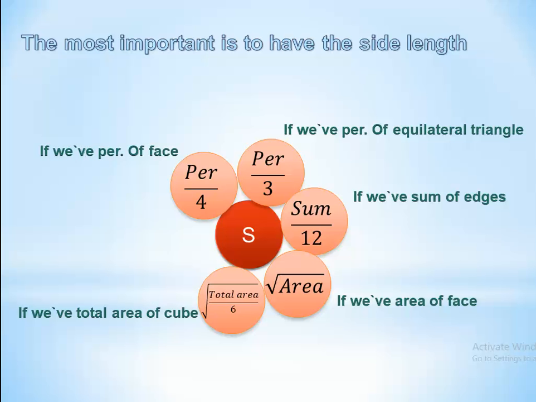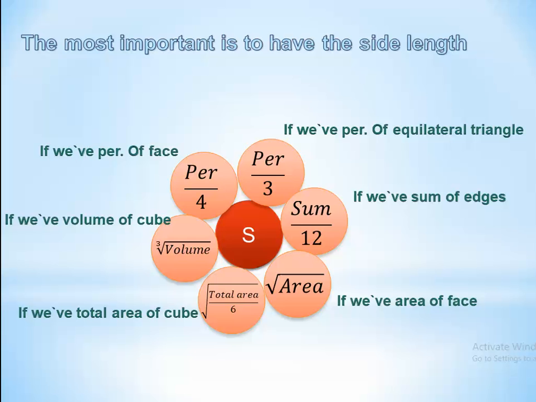Okay, if we have the volume of the cube, we know that the volume of a cube equals side by side by side. It means we are going to take the cubic root of the volume. On the calculator, we can press shift and the square root. It will be the cubic root, and you put the number you have, and you will get the side.